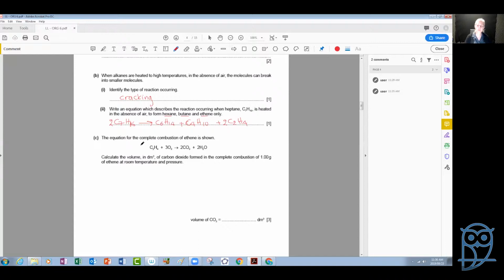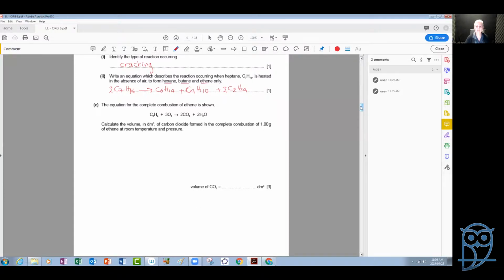Okay, now this question actually involves mole calculations, which is not difficult really. The equation for the complete combustion of ethene is shown. So here is the equation they give it to us ready. Calculate the volume in cubic decimeters of carbon dioxide formed. So we need to find this volume of carbon dioxide in the complete combustion of 1 gram of ethene. So we have 1 gram. If 1 gram of ethene is combusted completely, what would be the volume of the carbon dioxide produced?